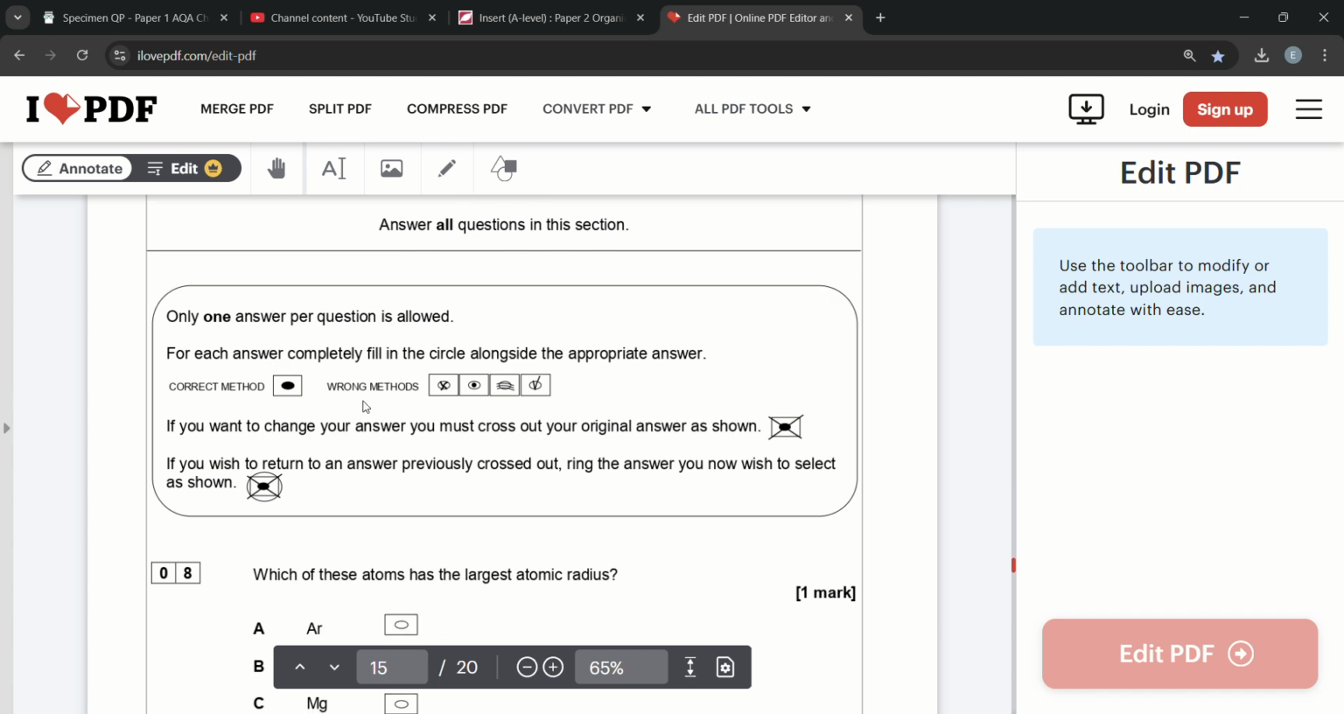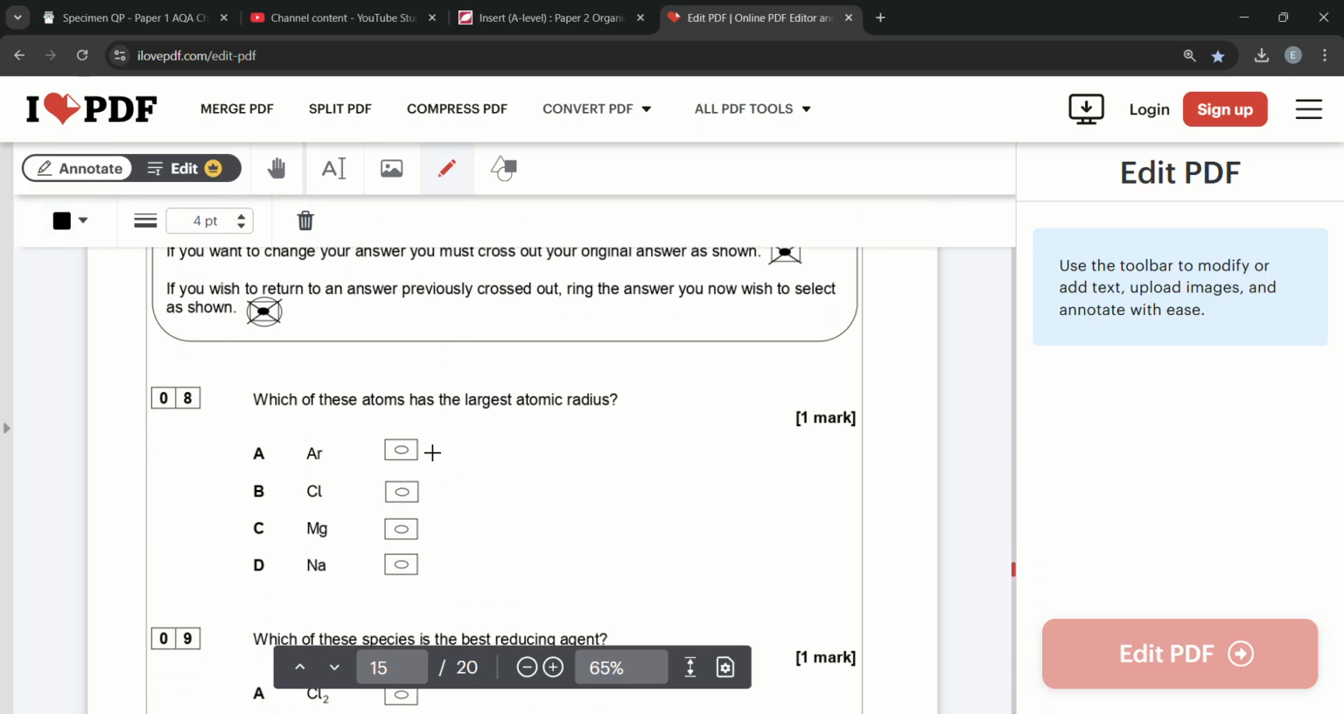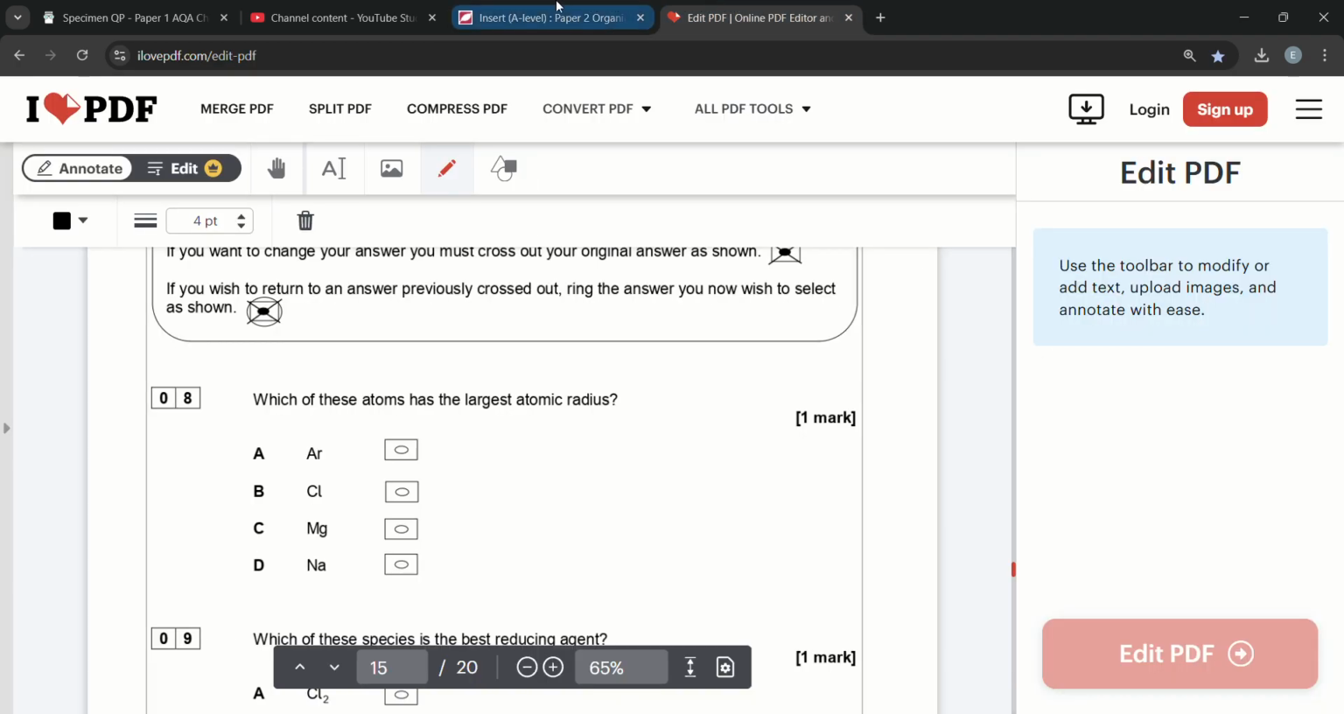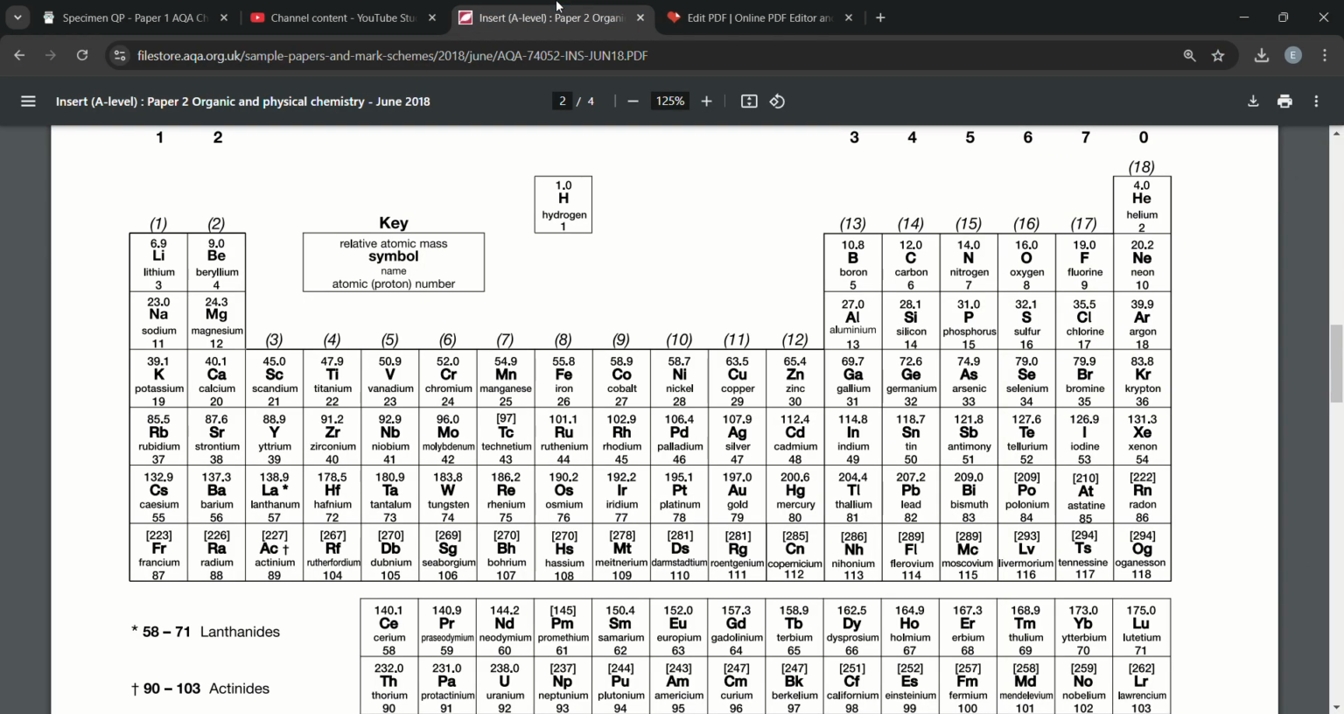Question 8. Which of these atoms has the largest atomic radius? So look at the periodic table. Argon, chlorine, magnesium, and sodium.